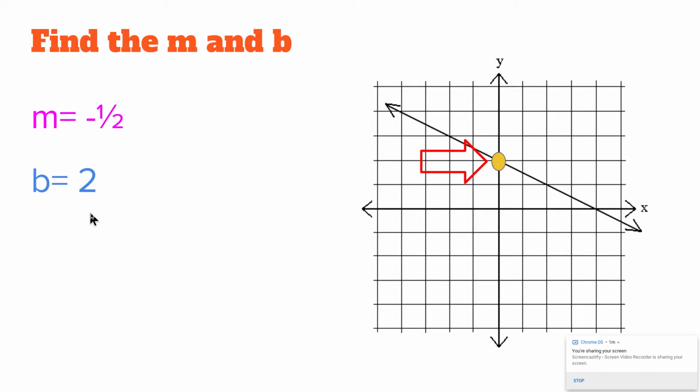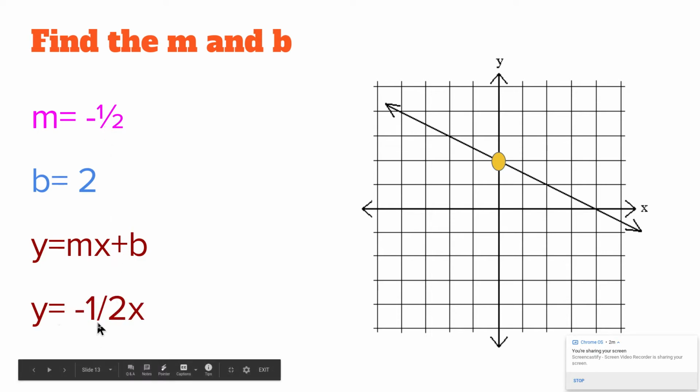So now let's put that in slope-intercept form. y equals mx plus b. What we need to do is just replace the m with this negative 1/2. So y equals negative 1/2, bring the x down, and then we just need to replace the b with 2. So that would be slope-intercept form: y equals negative 1/2 x plus 2.